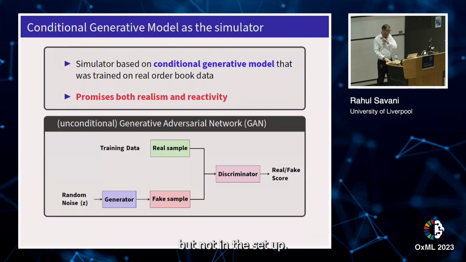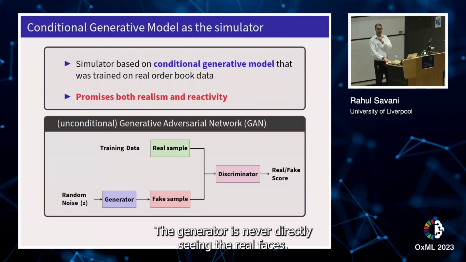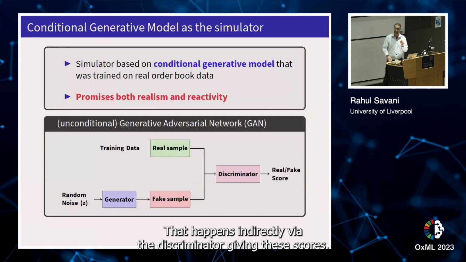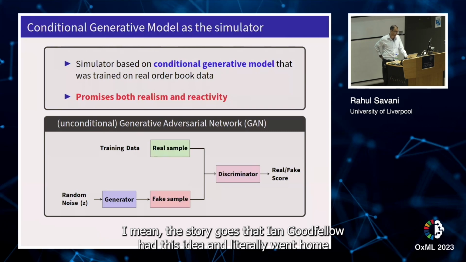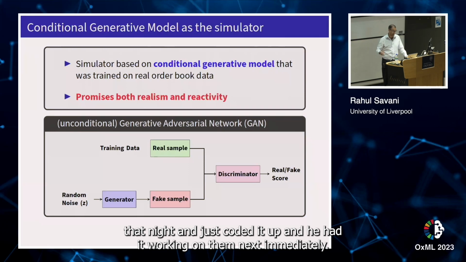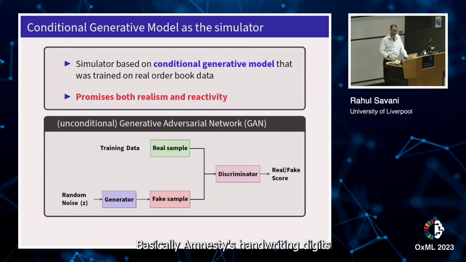But note, in this setup, the generator is never directly seeing the real faces. That happens indirectly via the discriminator giving these scores. And this really is a very cool thing. I mean, the story goes that Ian Goodfellow had this idea and literally went home that night and just coded it up, and he had it working on MNIST immediately, basically. MNIST is handwritten digits.